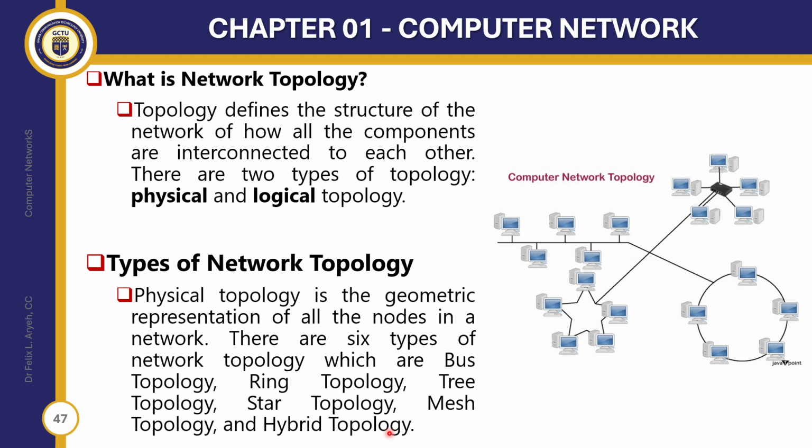Ideally, there are 3 main types of topology: the bus, the ring, and the star topology. But it extends to 6, as you can see in here, where we have the tree topology coming in, the mesh topology, and the hybrid topology also coming in. So that is a computer network topology, and this is what has been outlined in here.